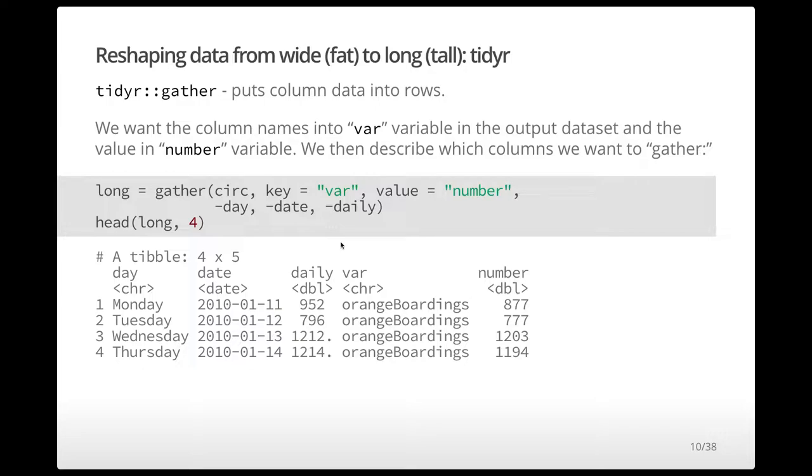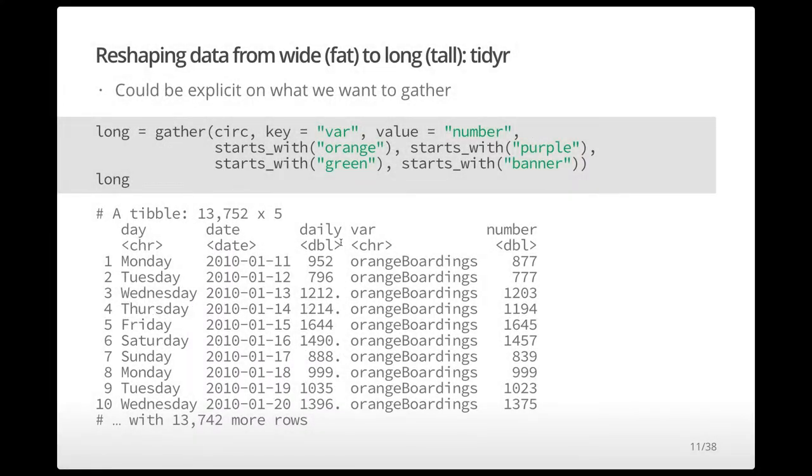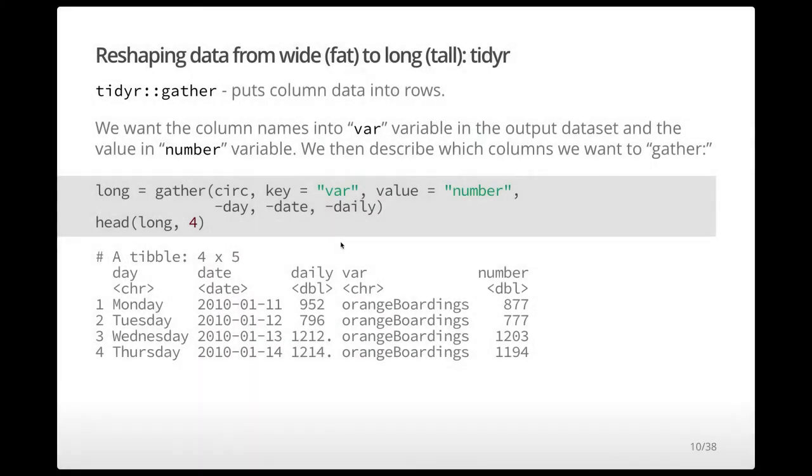Okay? So what that did was it took all the orange boardings, the alightings, all that kind of stuff, kept these three the same, and now it gathered them up. So there are now four, for example. I think we sort that on the next day. So that is an alternative way of showing it. But pretty much now for 2010, 11th of January, there's going to be many, many observations for that. One for orange boardings, one for orange alightings, one for purple boardings, and so on.